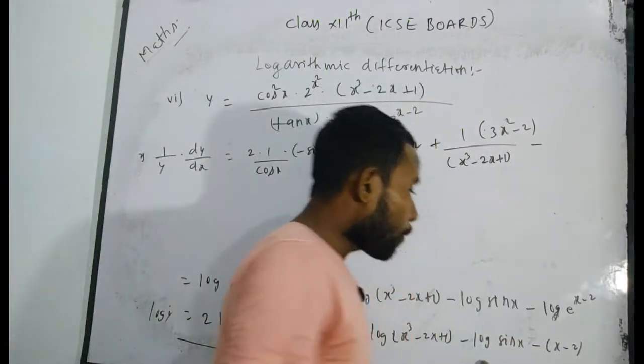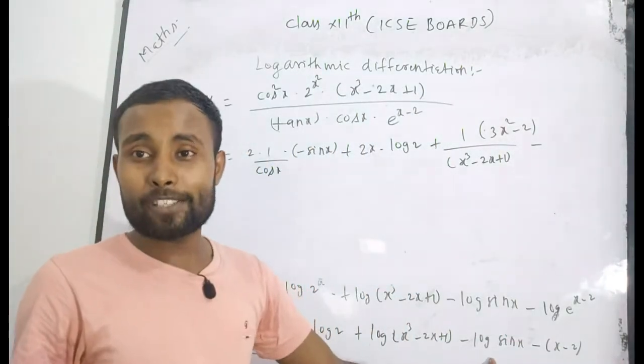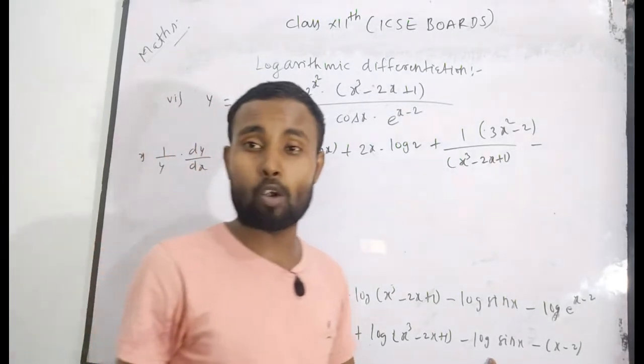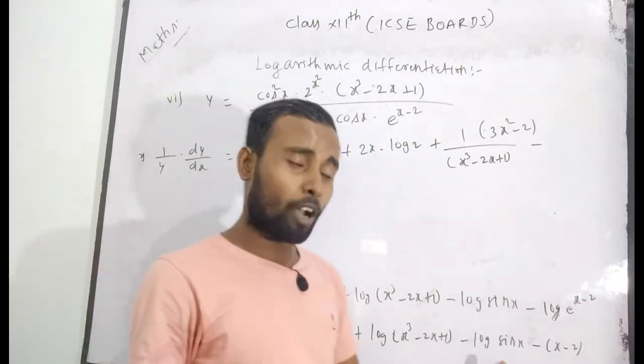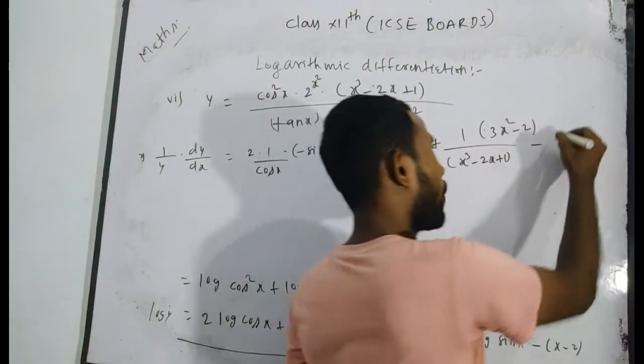Minus the derivative of log sin x. If you differentiate log sin x with respect to x, firstly differentiate log sin x with respect to sin x. Again, you have to differentiate sin x with respect to x. If you differentiate log sin x with respect to sin x, it will give you 1 upon sin x.